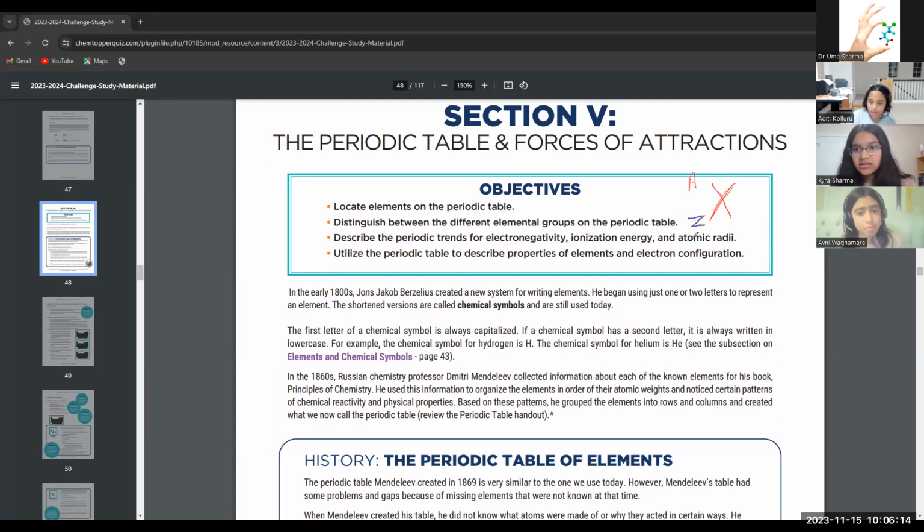Atomic mass is A, the mass number. Z is the atomic number. But in the periodic table which we are using, the things are not written like this.